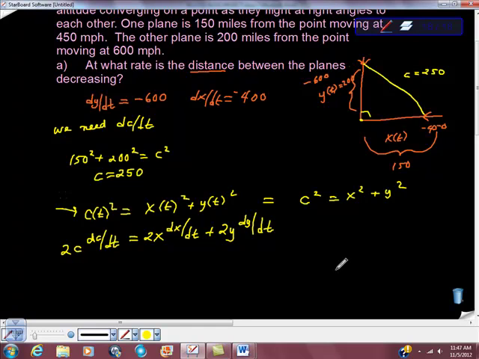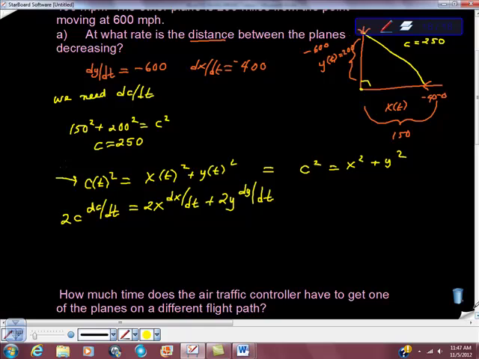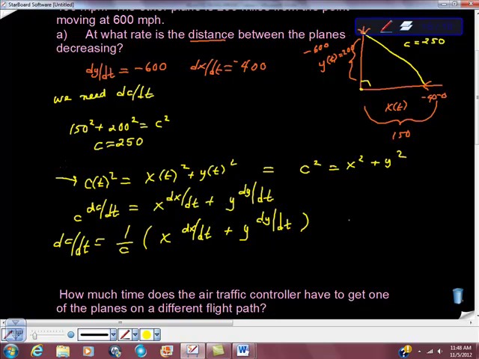It seems like, oh my gosh, what's happening here? But we're doing fine. And the reason that we're doing fine is because we know all these values. One thing that we could do here is divide all this by 2. If we divided the whole thing by 2, these 2's would go away, wouldn't they? From here, all I'm going to do is divide all of this by c. So dc/dt is equal to 1 over c times x dx/dt plus y dy/dt.